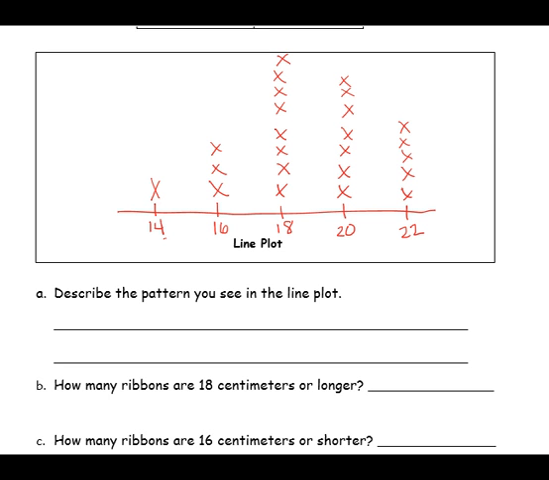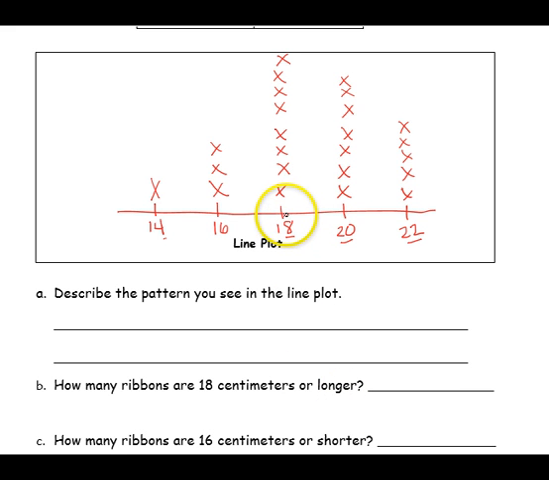I'm going to move on to question B then. How many ribbons are 18 centimeters or longer? So I would look at my 18 centimeter mark, and that would then include the 20 and the 22. So I know those three sections would tell me how many ribbons are 18 centimeters or longer.